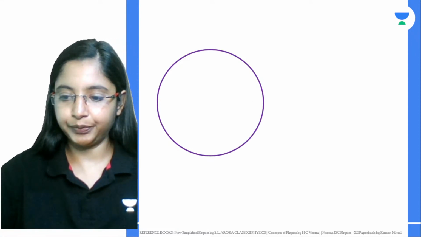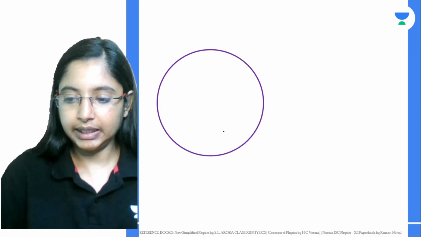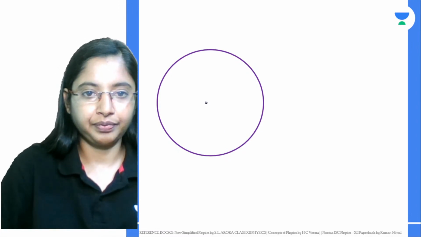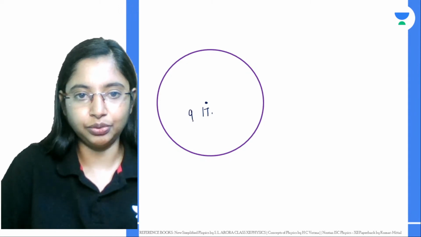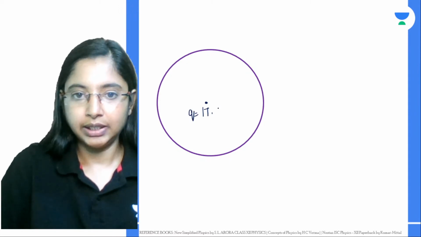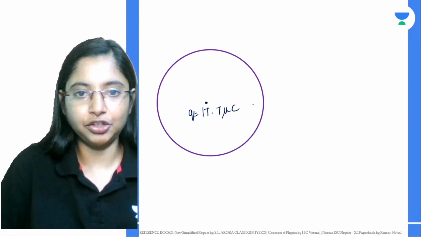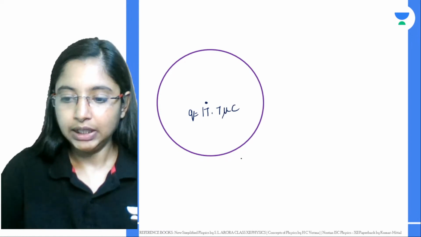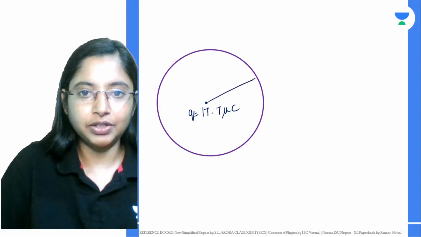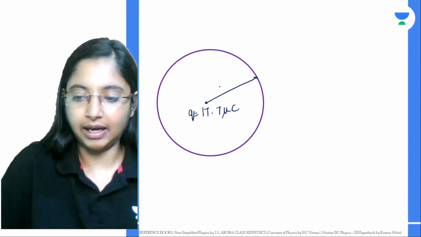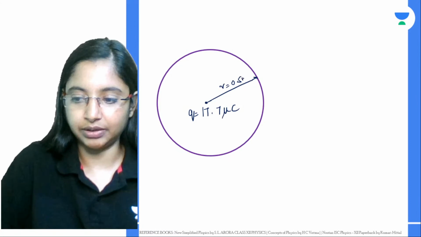Okay, what we are going to do is a very small, simple question taken from one of the reference books you have. Let's say there is a positive charge Q equal to 17.7 microcoulomb. This charge is placed on a hollow sphere and the radius R of the sphere is 0.5 meters.